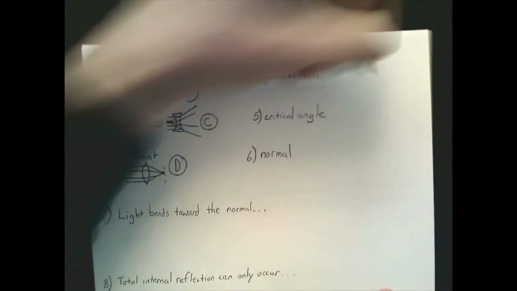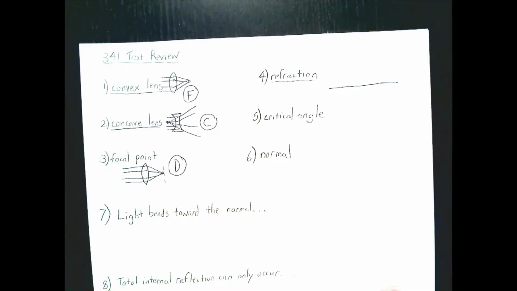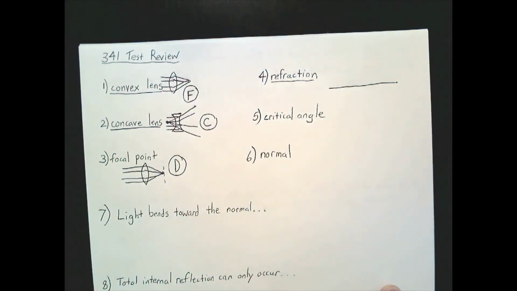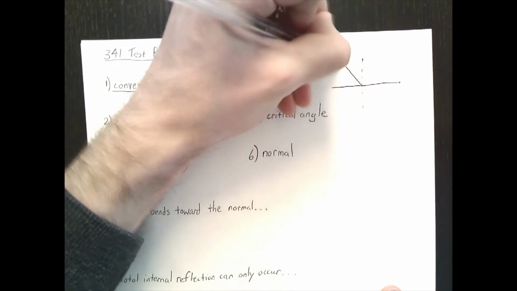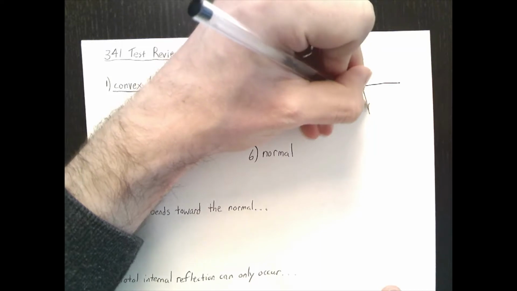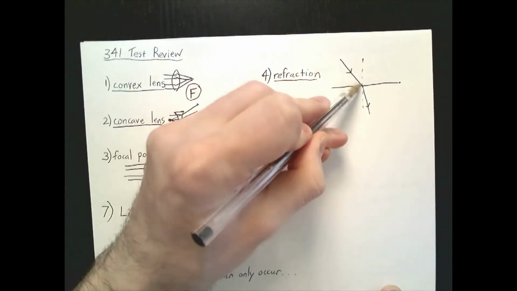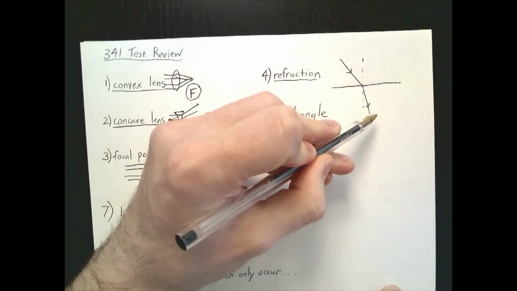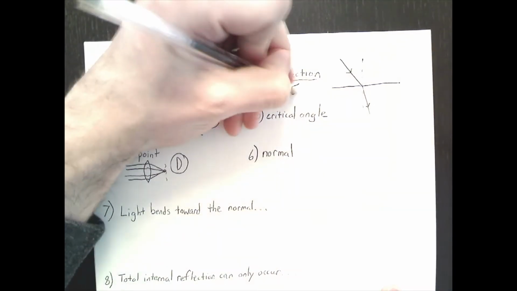Refraction is the process by which light changes direction when it passes from one material to another. So we measure these angles from an imaginary line. It's going to become important in just a second. And refraction is the process by which the light starts at one angle and ends up at another as it passes between materials. So we're looking for the process by which light changes direction from material to material, and that corresponds best to answer E.